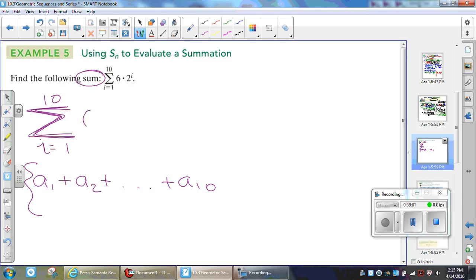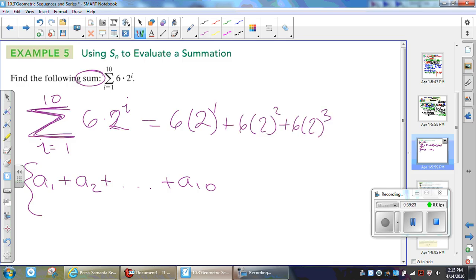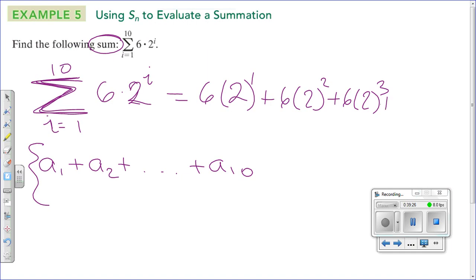So of course we can use the formula. That will be 6 times 2, and I'm sorry, this should be an exponent, 2 to the power i. So this will be 6 times 2 to the power 1, plus 6 times 2 to the power 2, plus 6 times 2 to the power 3, plus so on, up to 6 times 2 to the power 10. Now, how many of you know that your calculator can do that for you? Wow, genius. Okay, so I'm going to teach you how.